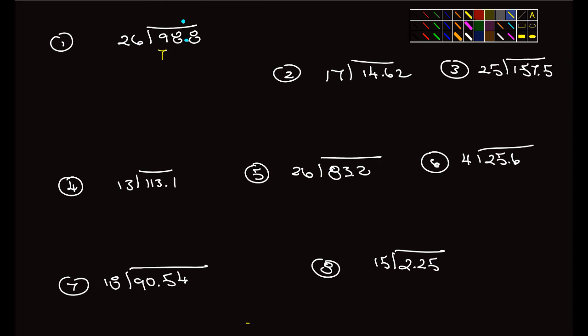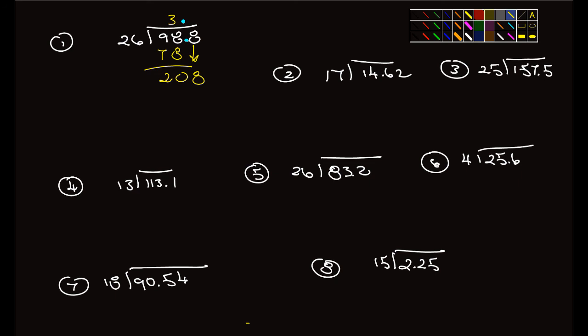So I'm going to put 78, and I'm going to put a 3 right here above the 8. So now I'm going to subtract. 8 from 8 is 0. 7 from 9 is 2. That's 20. All right. Now what? Now I got to pull down the 8. How many times does 26 go into 208?